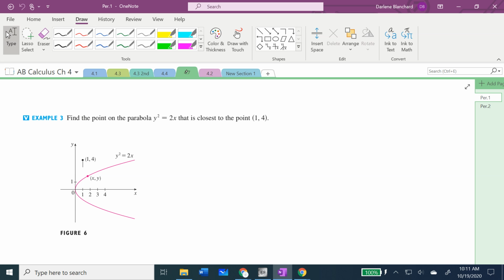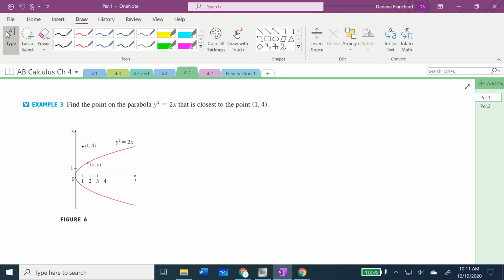This example is similar to one of the homework problems you had over the weekend. It wants you to find a point on the parabola that is closest to the point 1, 4. So you can see the point 1, 4, and then a point on the parabola could be any of these points. I mean, it's obvious it's not these over here, but we need to use calculus.